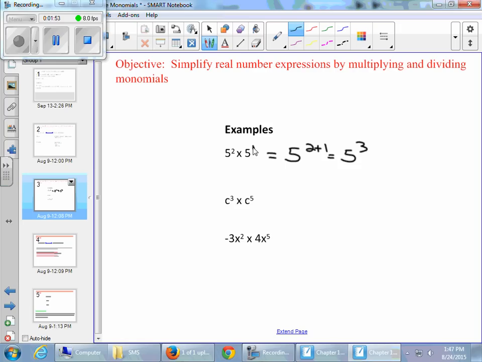Let's look at our next example. Our base is c. Our exponents are 3 and 5, so we have 3 plus 5. So we have c to the power of 8.